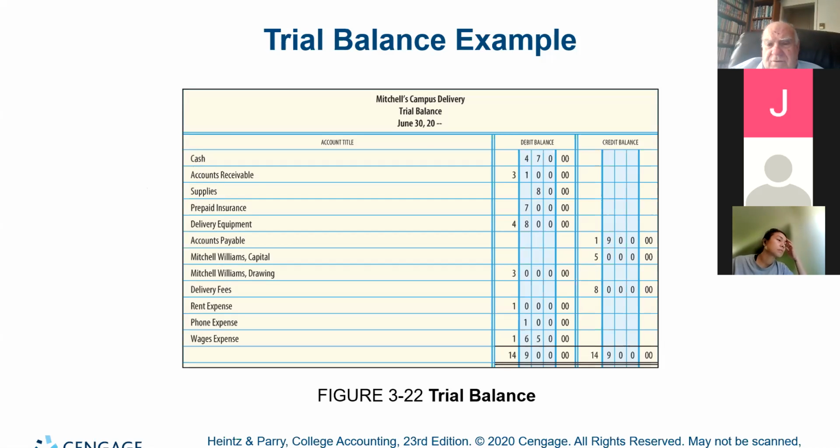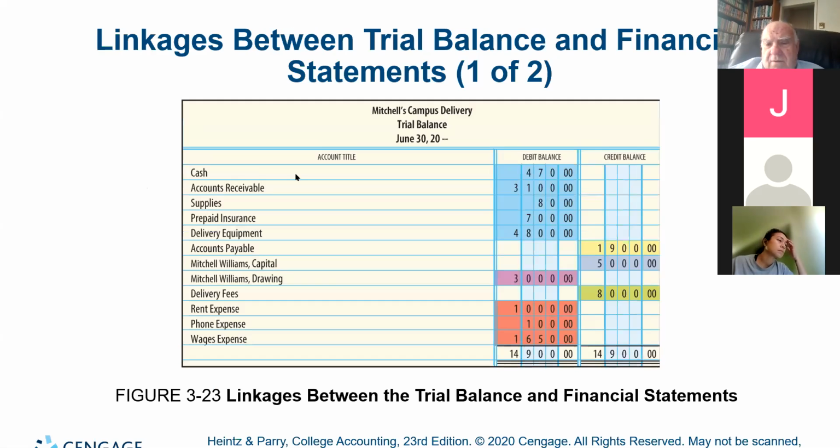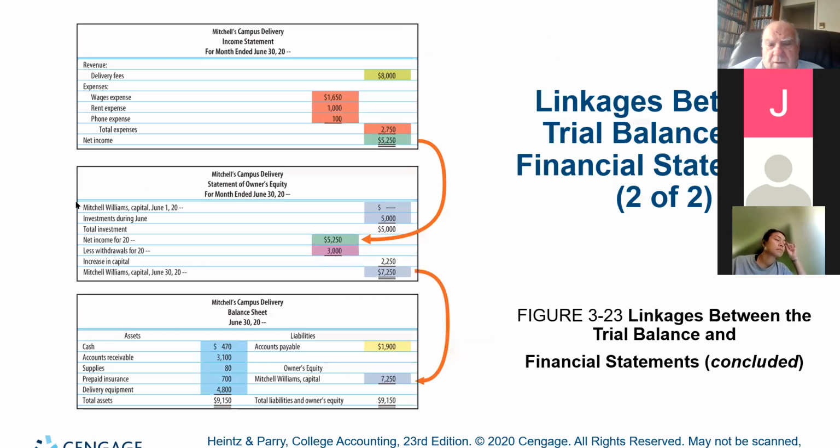And I see 470, 3100, 80. There we go. You're copying every number from the trial balance, okay? So let's take a look. We copied all of the assets down. We copied the accounts payable.